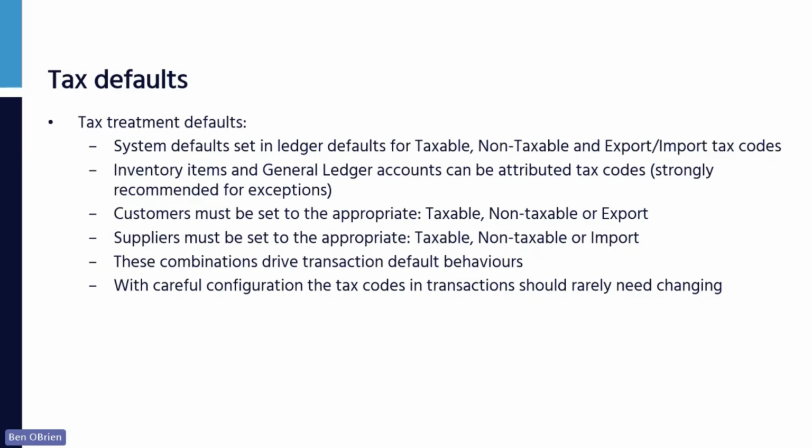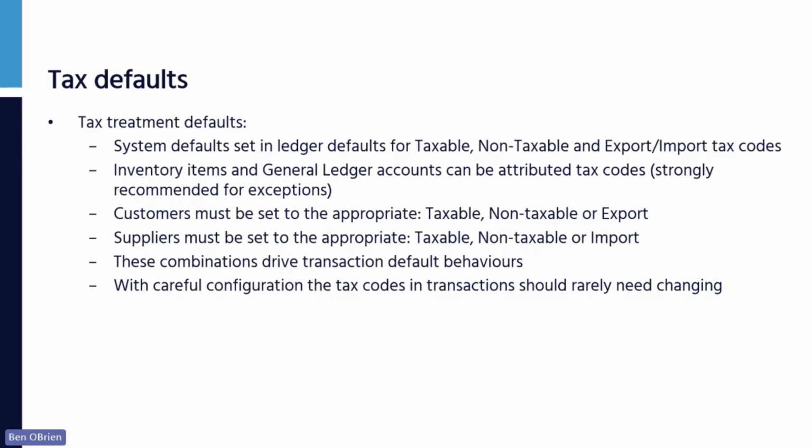And essentially, we strongly recommend that you do that for exceptions. So if you do have some items that are zero rated in your inventory, then definitely put that at the inventory items themselves, attribute the sales tax code and purchase tax code as may be necessary against the inventory items. That will just save you from having to worry about it on a transaction by transaction basis. And similar, as I said, with the general ledger accounts, you should attribute that non-reportable tax code for those accounts that should be treated that way. We'll give you some examples of that in a moment as well.